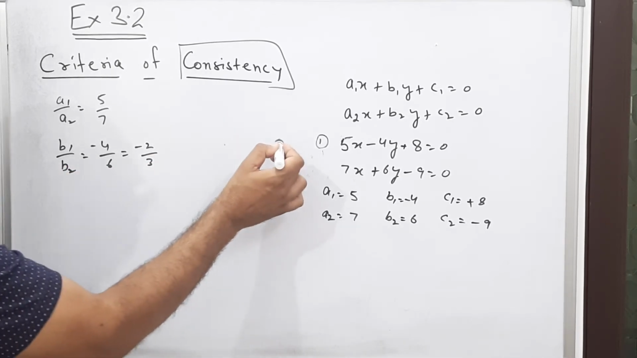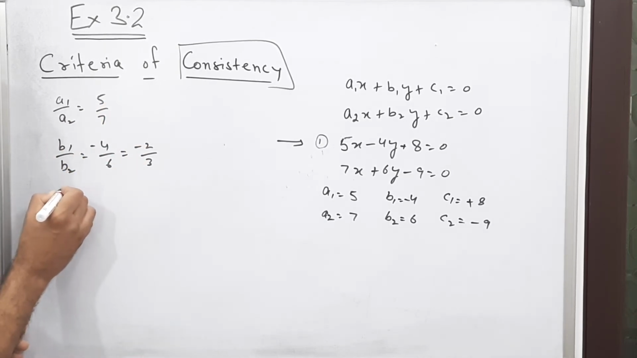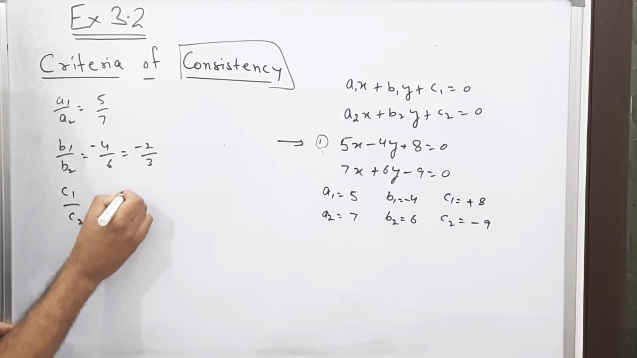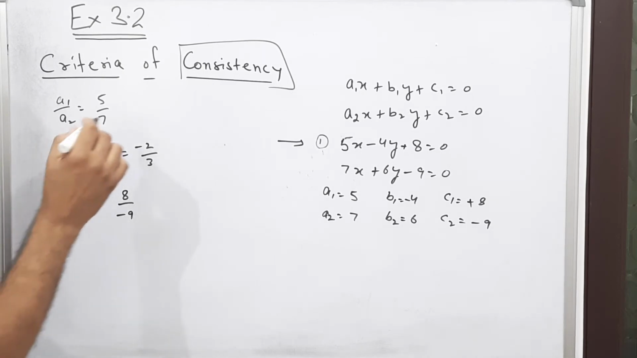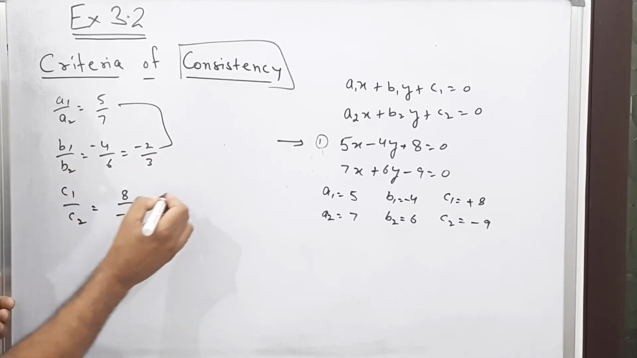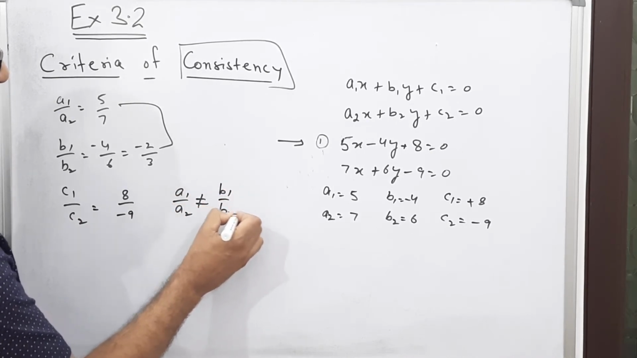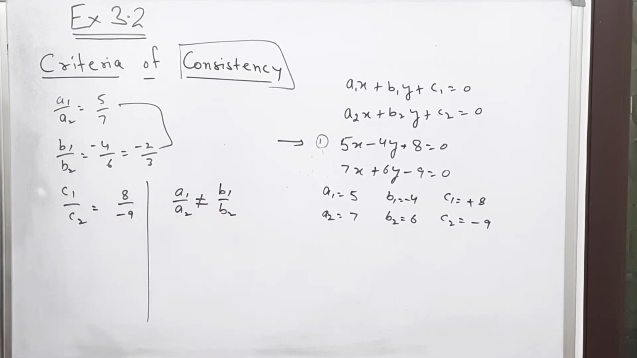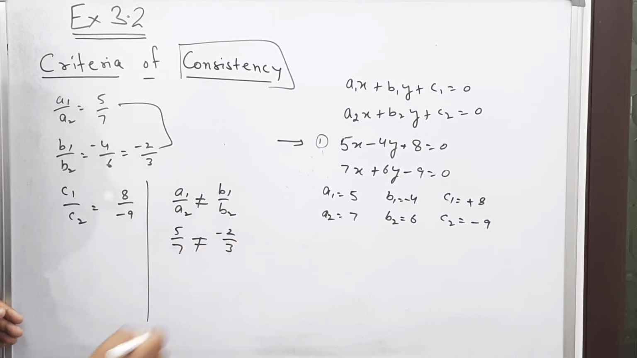First problem of exercise 3 point. Second problem of exercise 3 point. So A1 upon A2 is 5 by 6, B1 upon B2 is minus 4 by 6, and C1 upon C2 is 8 upon minus 9. Clear? Now if you look at this part, you will find that these two are not equal. So we find here that A1 upon A2 is not equal to B1 upon B2. You see, 5 by 7 is not equal to minus 2 by 3.